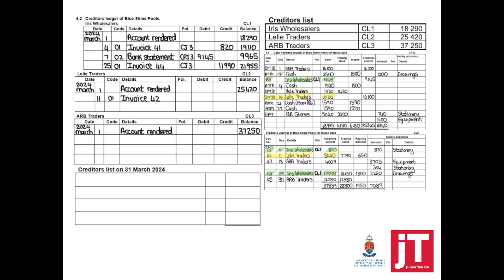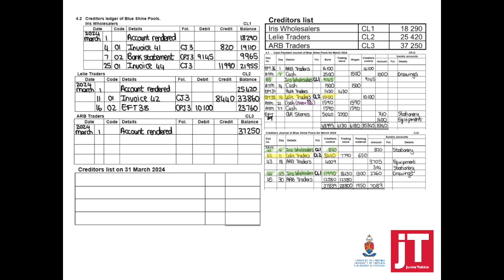The first transaction happened on day 11. Items were purchased, invoice number 42 from the creditors journal, amount 8,440. In total, my new balance is 33,816. Now, the next transaction happened on day 16. It says EFT number 38 from the CPJ. The account will be debited 10,100. My new balance is 23,716.